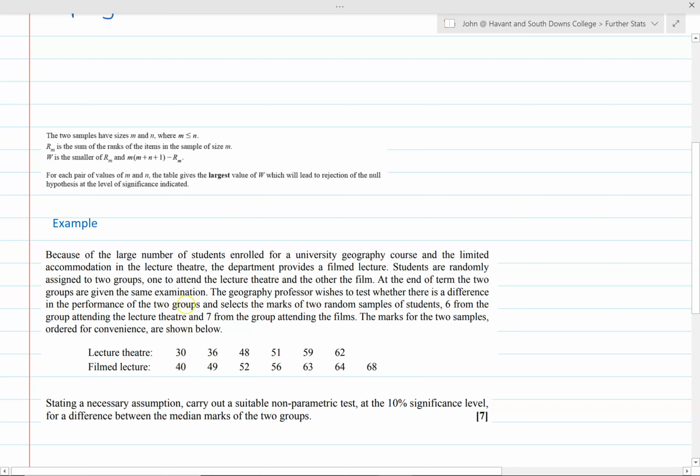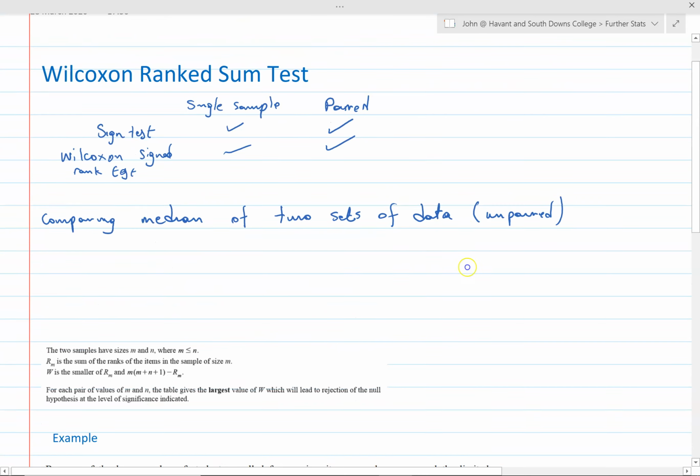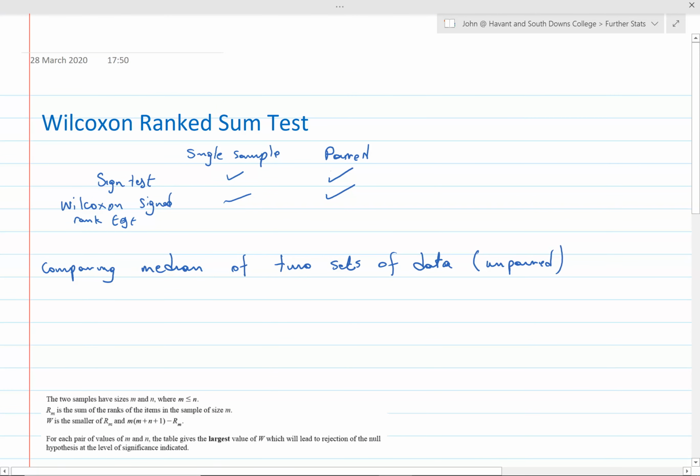We're looking at the number of students from a university geography course, and testing whether there's a difference in the performance of the 2 groups, and selecting some marks. These aren't the same students in any way. They're different students, so they're unmatched. Therefore, we're looking at the rank sum test to compare the medians of the 2.